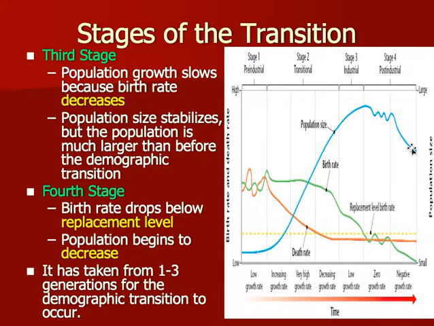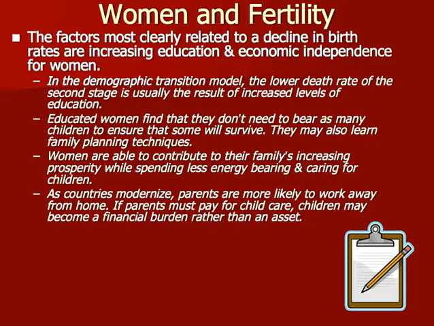In the fourth stage, the birth rate is going to drop below the replacement level, and the population is going to begin to decrease. So this takes multiple generations in order to transition to this stage of going from developing nation to a more developed nation. So what's going to have the biggest effect on transforming through these stages? It's going to be education of women.